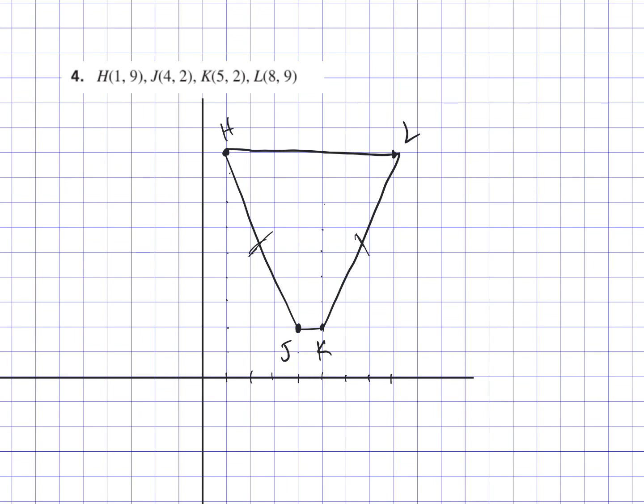Up 7, and over 3. So you go up 7 over 3. The other one should be negative. Up 7, and to the left 3, negative 3. So because you went up the same distance and across the same distance, that means those distances are the same. So just by looking at slope that hasn't been reduced, we know that's an isosceles trapezoid.